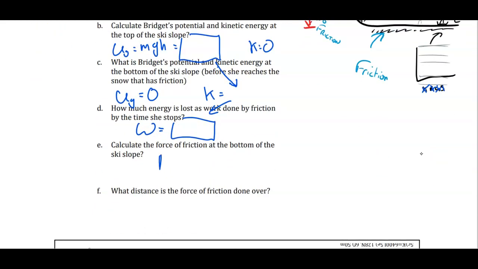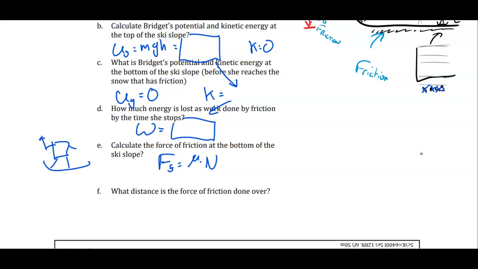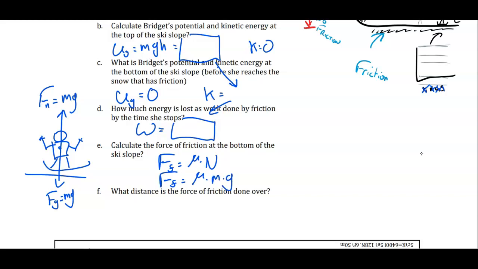Alright, we're back to forces. Force of friction is equal to mu times the normal force. If you do a free body diagram, you've got the person right here. The force of gravity is acting down, which is equal to mass times gravity. Normal force is going to be exactly the same. It's also going to equal mass times gravity, just acting up instead. So the force of friction is going to equal mu times mass times gravity.